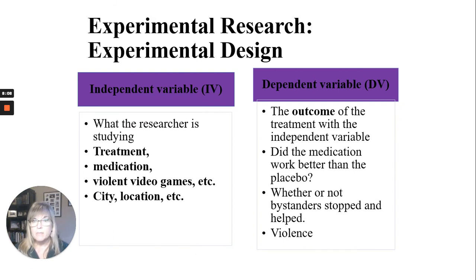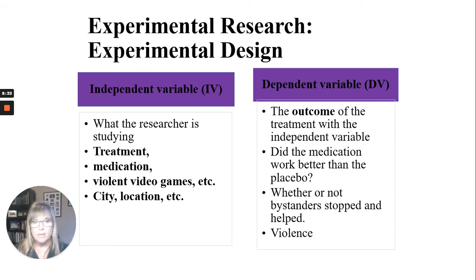So in an experiment, we have both an independent variable and a dependent variable. The independent variable is what the researcher is studying. So it's the treatment, it's the medication, it's violent video games. In the bystander apathy study, it's what location, what city, does that make a difference? The dependent variable is the outcome of the treatment with the independent variable.